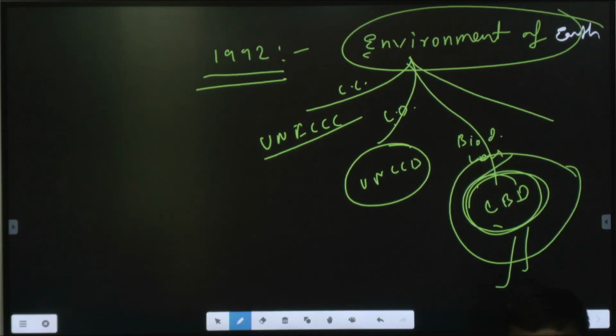Third one, safe handling of living modified organisms, or genetically modified organisms.